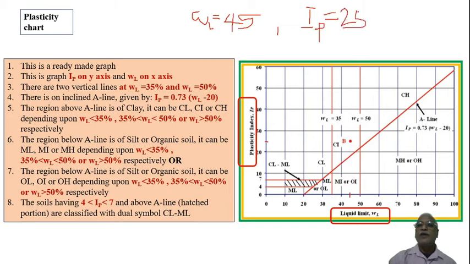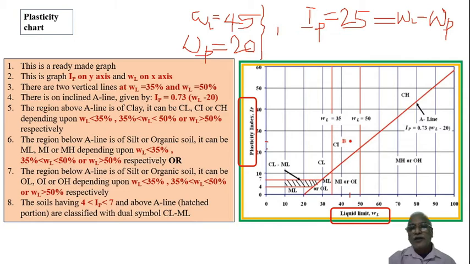Now what is IP? IP is nothing but WL minus WP. WL is 45 minus 25 means WP, that is plastic limit, is of the order of, let us say, 20. So because of these two pieces of information, I'll be able to calculate IP, which is the difference of these two, 25. Then for IP of 25 and liquid limit of 45, I'll plot a point, and this point B falls in the region of what? In the region of CI. That's why the soil is classified as clay with intermediate compressibility.